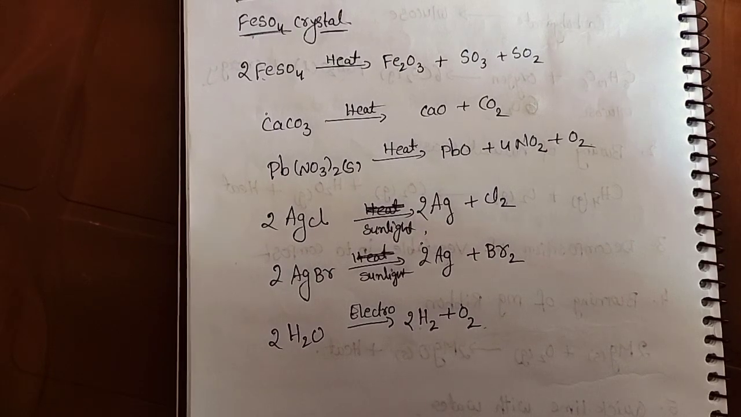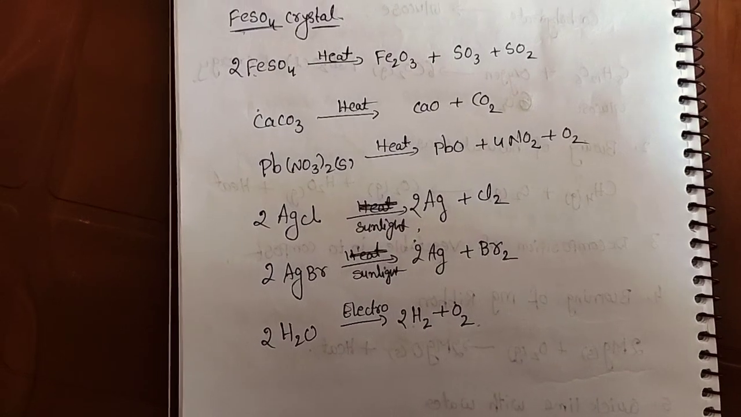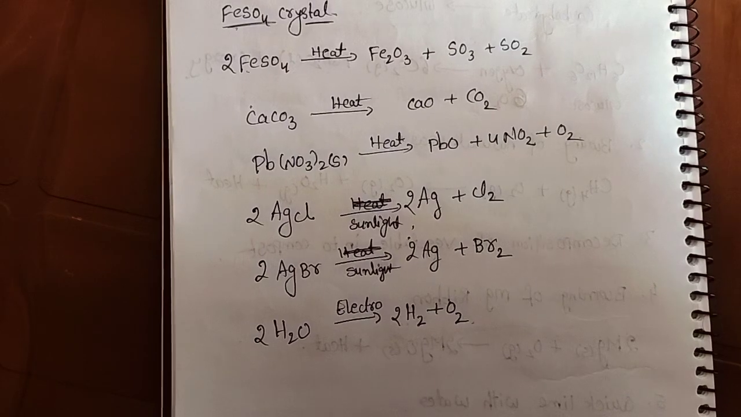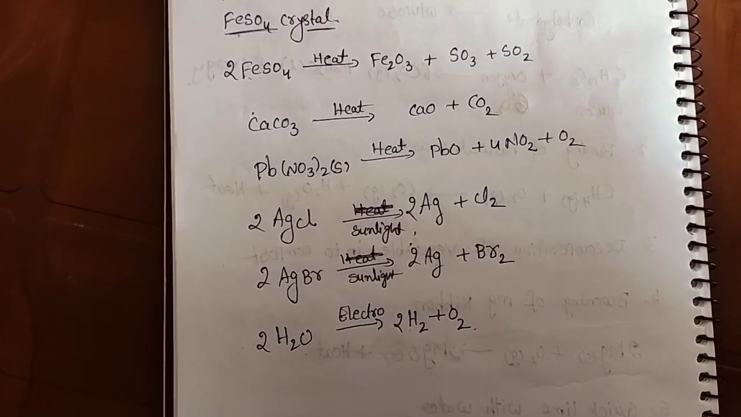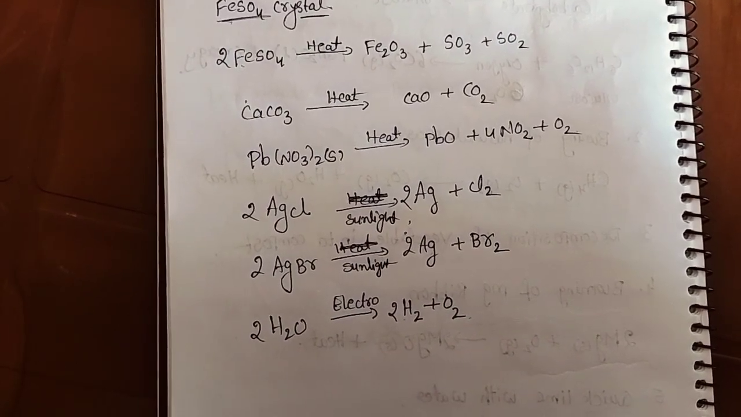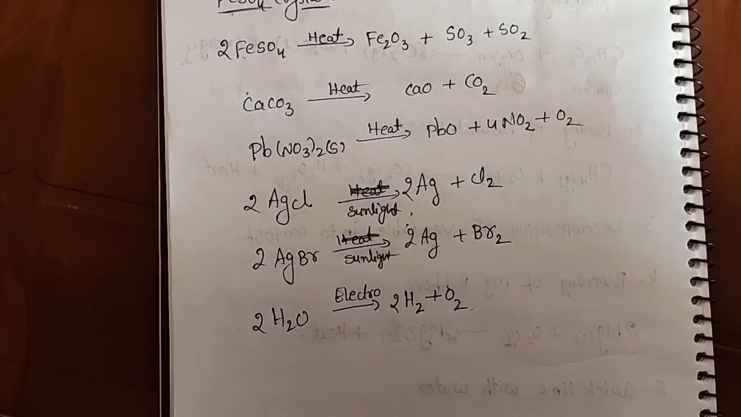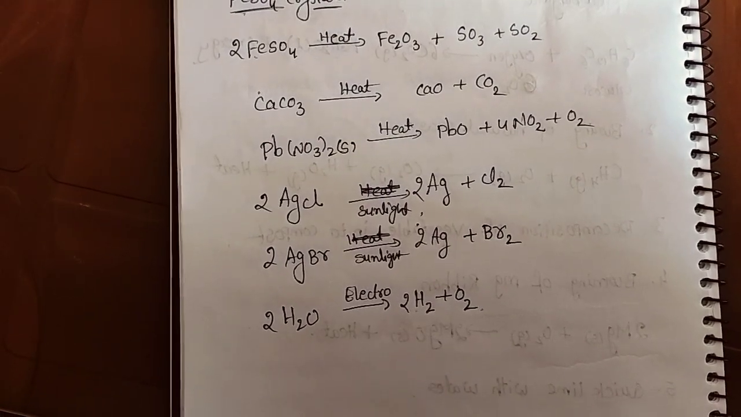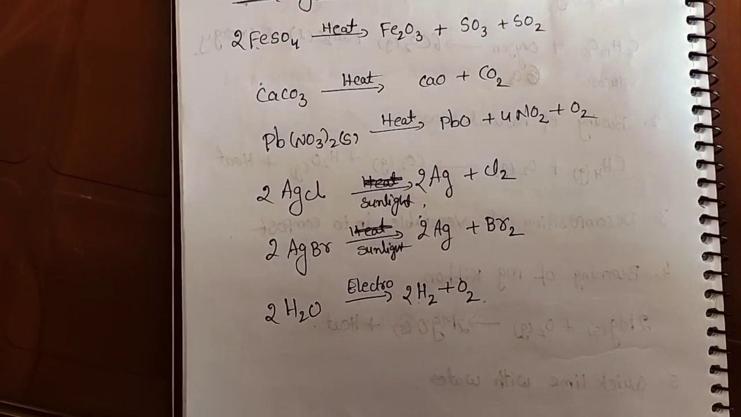Likewise, lead nitrate will give lead oxide, nitrogen dioxide and oxygen. And in presence of sunlight, silver chloride decomposes to Ag plus Cl2, which is silver and chlorine. Likewise, silver bromide under sunlight will give silver plus bromine. These two reactions are used in photography, black and white photography.